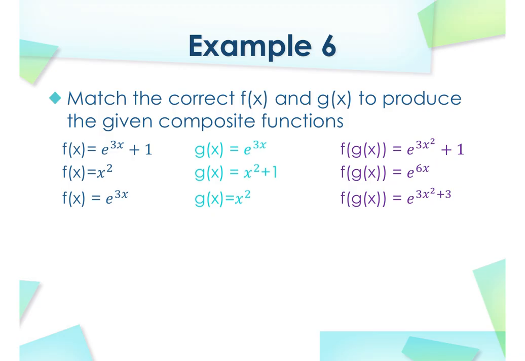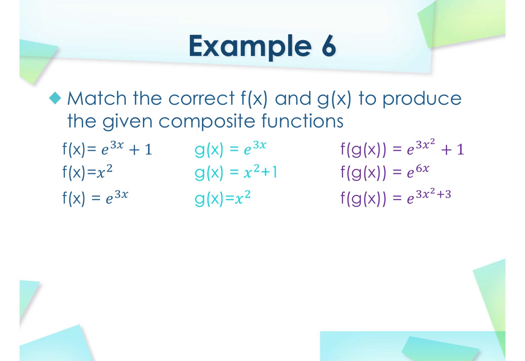All right. Example 6 just takes it to the next step. So here's a couple of things, right? On the right-hand side is my resulting composite functions. And then I've got choices for f of x and I've got choices for g of x. So you want to match the correct f of x and g of x to produce the given composite functions. So which one goes with which one to produce these on the end? I'm going to let you try it. See if you can figure it out. With the top one on the right-hand side, so we'll work right to left.